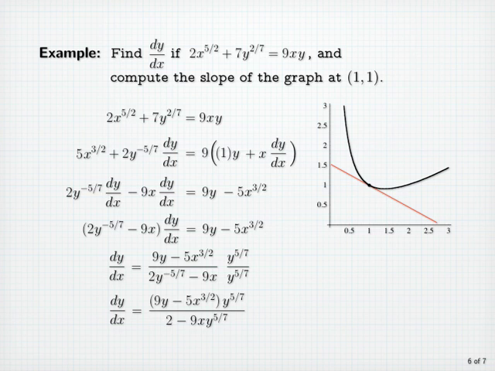Now we want the value of this at the point (1, 1). So we evaluate dy/dx when x is 1 and y is 1, and we obtain 9 minus 5 over 2 minus 9, or minus 4/7.